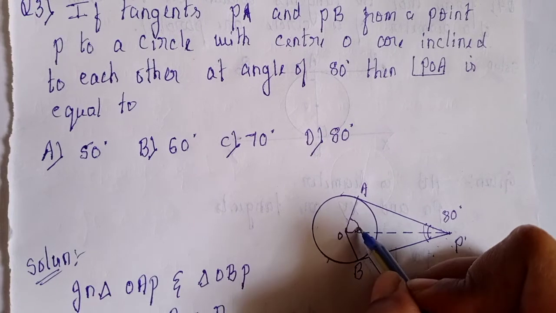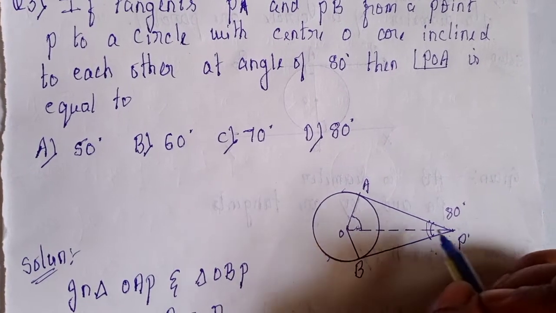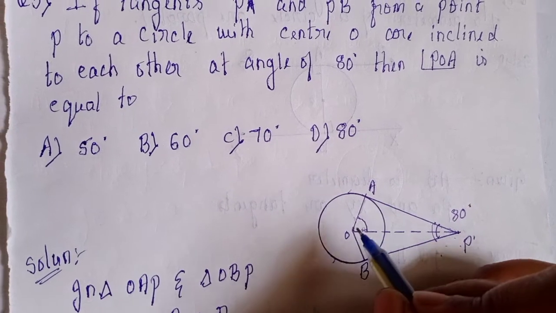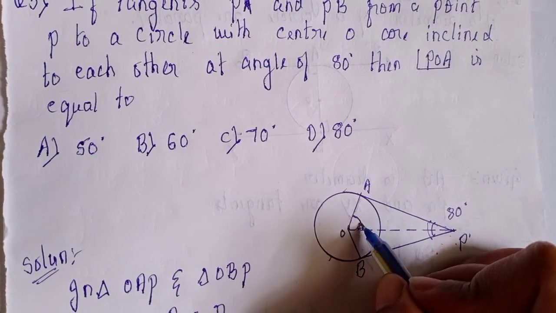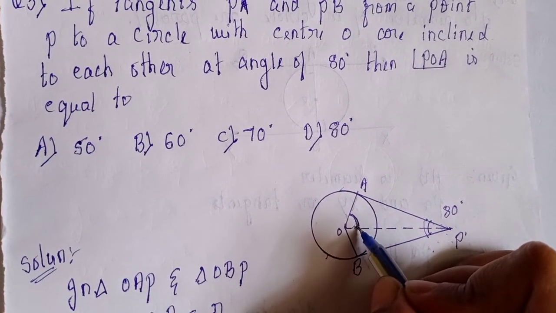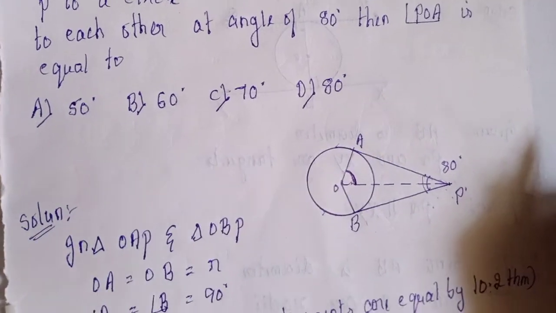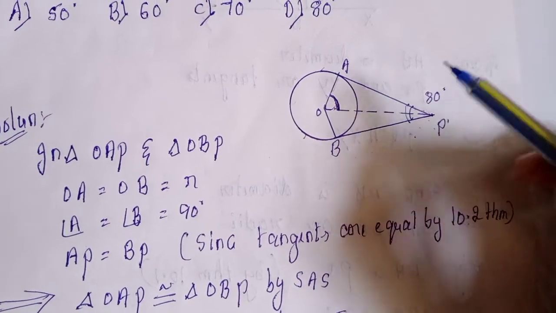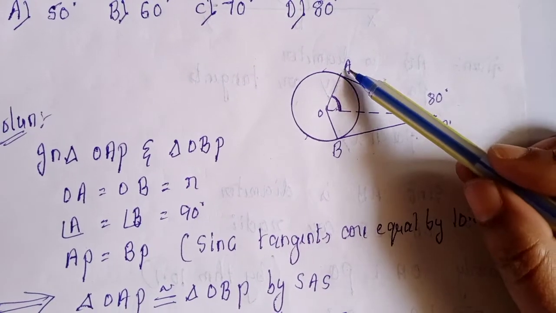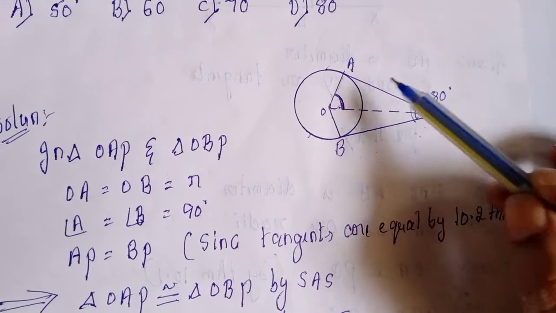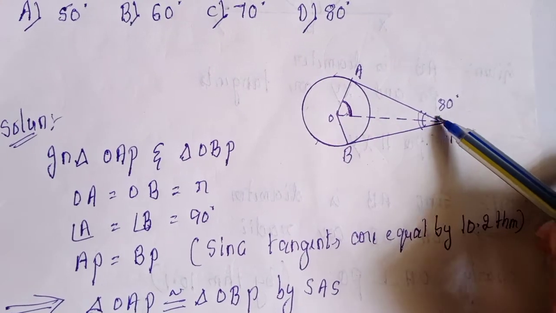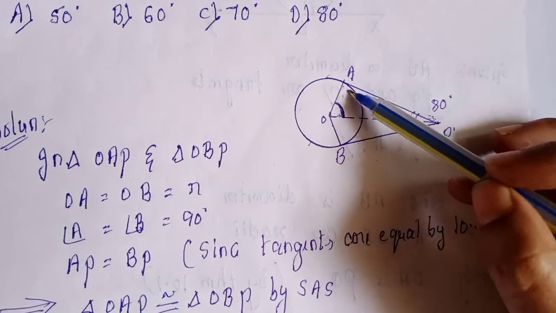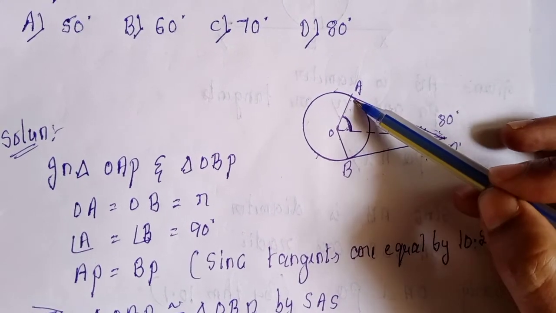So to find POA, I have to join OP. So you can join this OP, then only I can find angle POA. Now this is to find angle POA. Now how to find? So to find this, suppose I take a triangle AOP. You know that the sum of angles in a triangle is what? Yes, 180. So as you know already, OA is perpendicular to AP, so this will be 90.